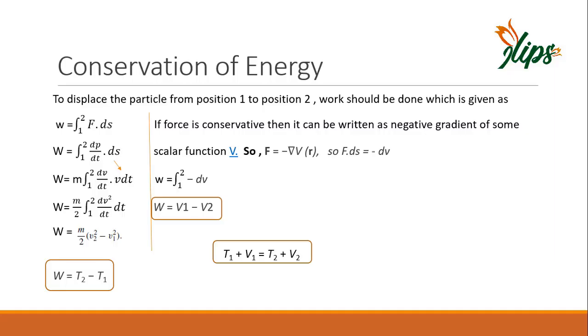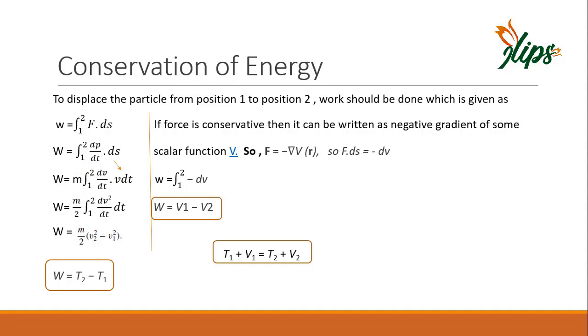As the particle moves from position 1 to position 2, work is done, which is given as W is equal to the integral from 1 to 2 of F dot ds. Using Newton's second law, I can use the value of force, and I also know that ds, the distance covered, is equal to velocity times time interval. So I can put ds is equal to v dt. In this equation I get m integral from 1 to 2 of dv by dt dot v dt. So dt cancels out and we will have v into dv.